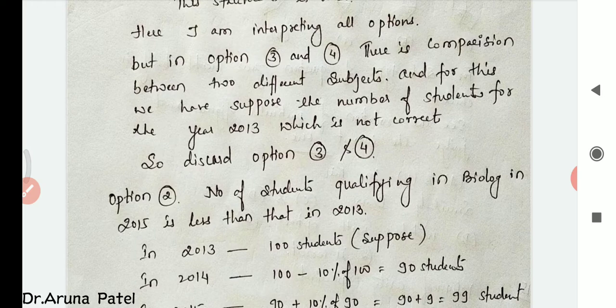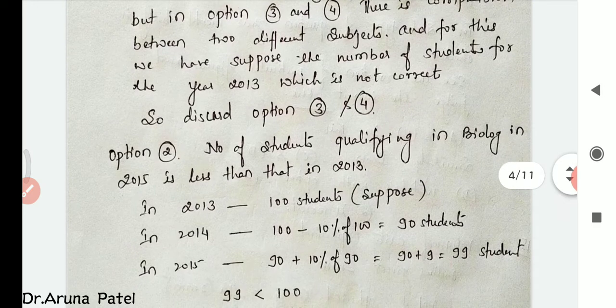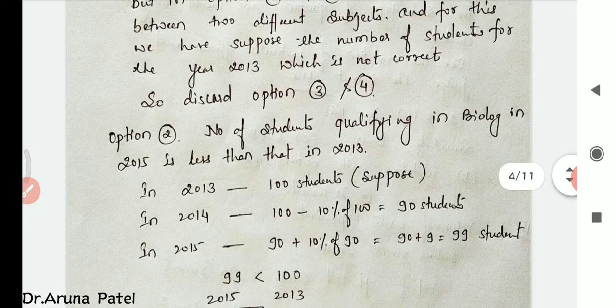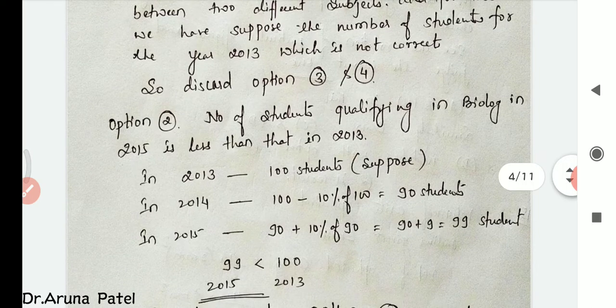This is a comparison between two different years for the same subject. If we suppose 100 students in 2013, then in 2014 it is 100 minus 10% of 100, minus 10, as shown in the graph. So 90 students passed in 2014. Similarly, in 2015 it is 90 plus 10% of 90, which is 9. So you get 99 students.